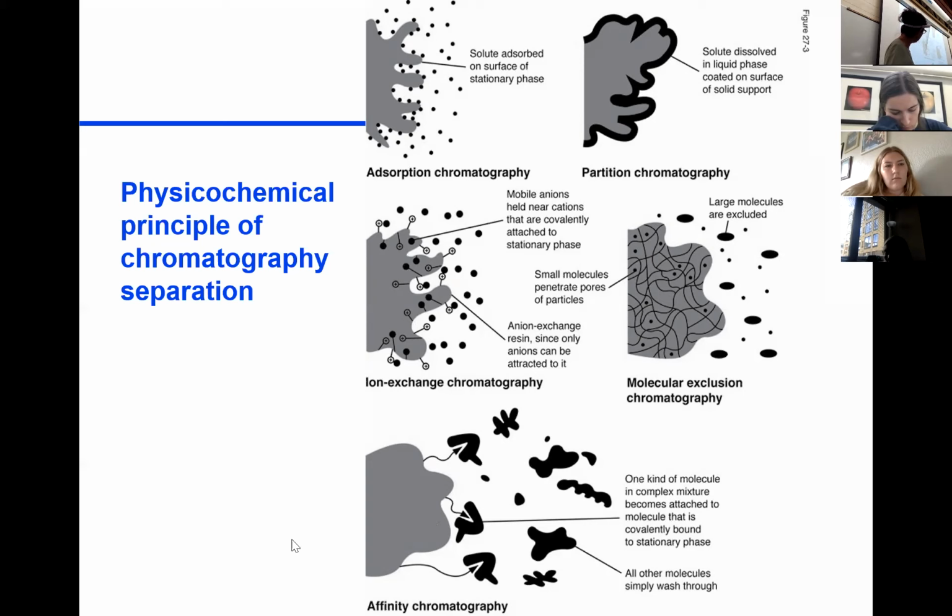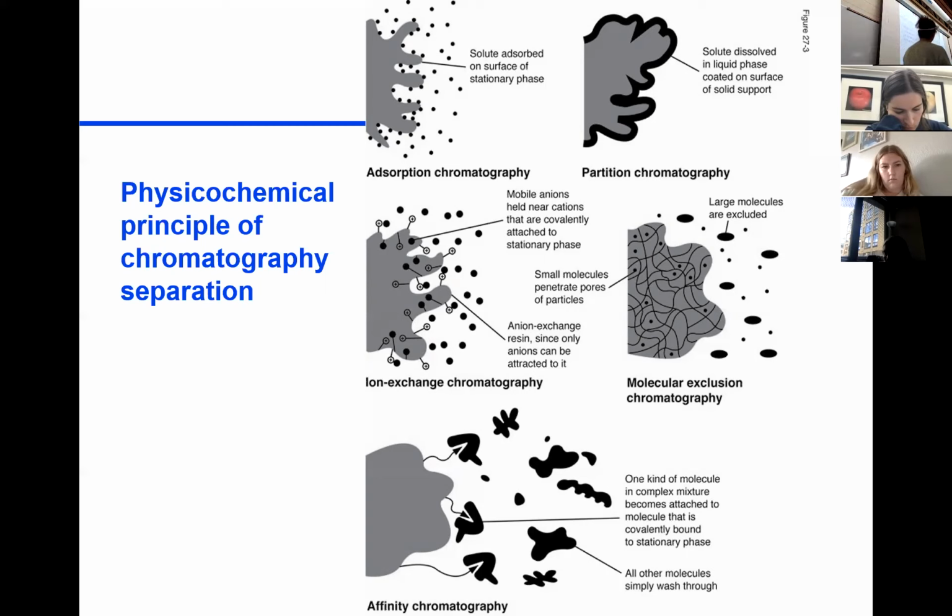The last one I have here in the figure is molecular exclusion chromatography, which is the same as size exclusion chromatography. Sometimes you also hear it as size filtration or size permeation. They all mean the same thing. So basically you're separating based on the size of the molecule.